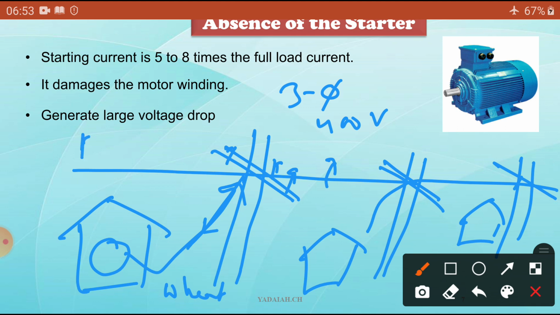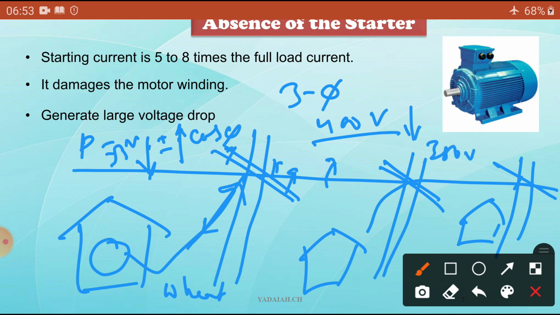Because P is equal to V into I into cos phi, in 3-phase with root 3, you can take it that way. So if the current suddenly increases while power is the same, a voltage dip will automatically take place. Instead of 400 volts, the voltage may be 350 volts instantly. At that condition, the loads connected to the applications of other customers, instead of 400 volts, they may get 350 volts. Then their appliances are also affected.